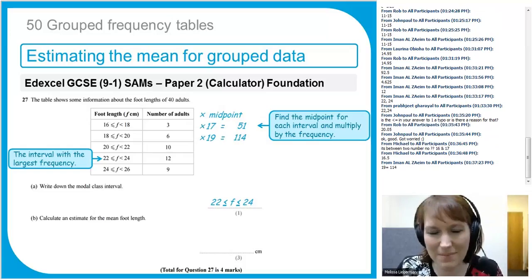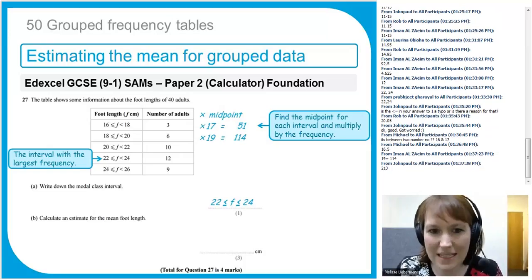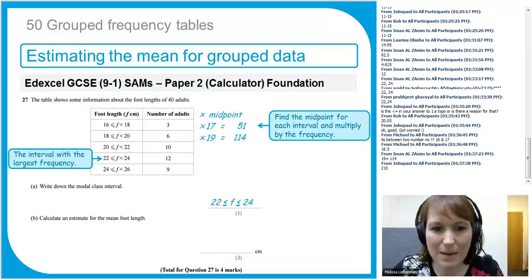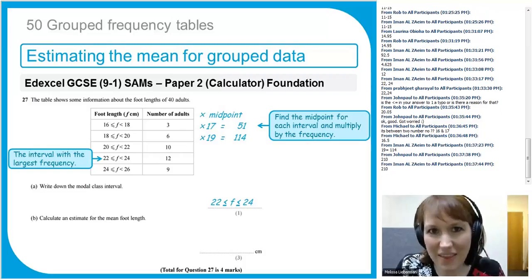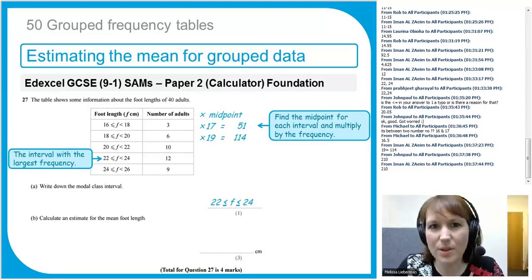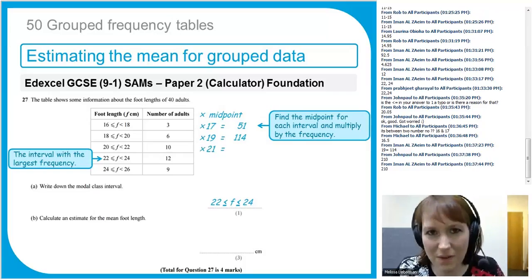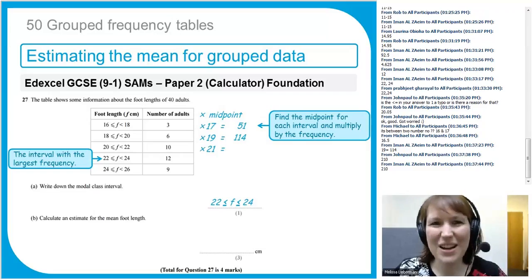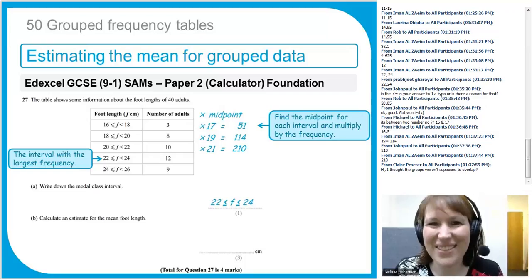Perfect, good, 114. How about the next one? You should be able to do that in your head without a calculator. Halfway between 20 and 22 is 21. And exactly 10 people have got feet length of about 21 centimeters. So we do 10 times 21. What we're doing is adding up the lengths of all of the feet of those 10 people, 10 by 21, and we get 210.